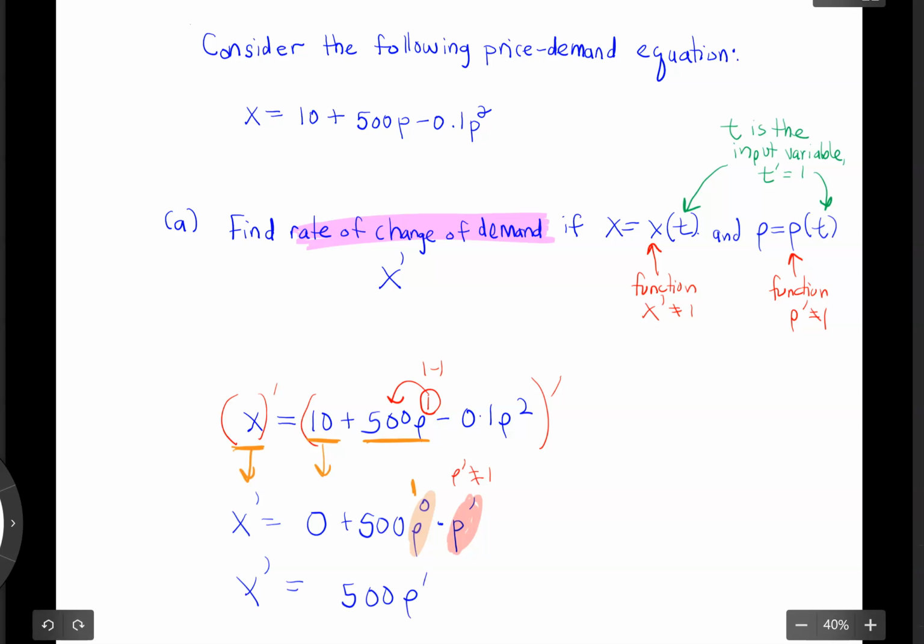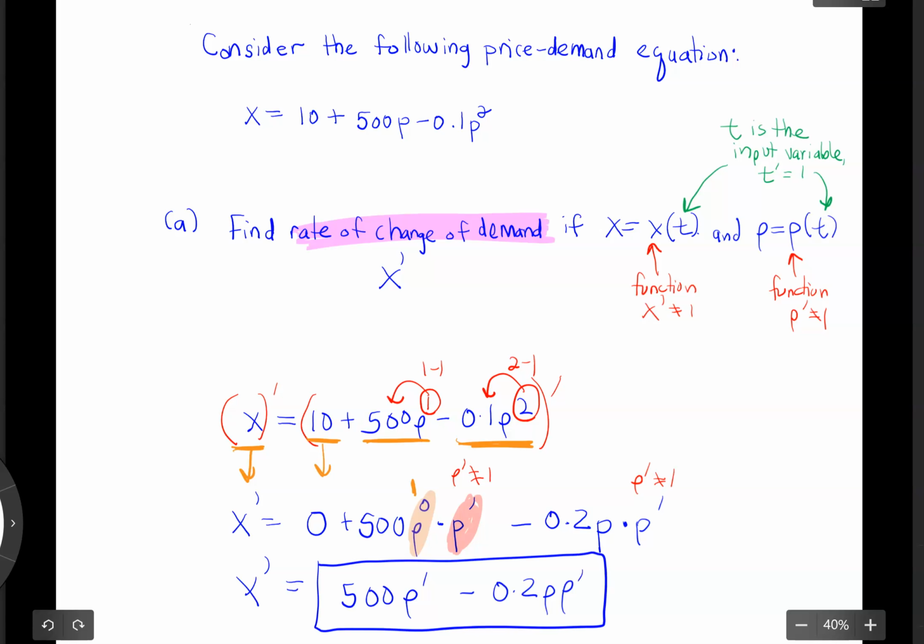Okay. And now let's go to this last term. I'm still going to do my power rule. I drop my exponent down. So negative 0.1 times 2 is negative 0.2. I rewrite my base. I decrease the exponent by 1, so that exponent becomes an understood 1, and I tack on the derivative of the base. And again, p prime does not equal 1. So when I go to record this, I'm going to just keep it minus 0.2 p prime. So that's what x prime would look like if both x and p were functions. In this case, they're functions of time.